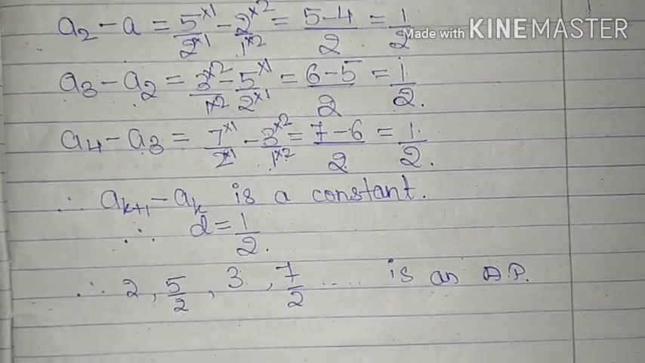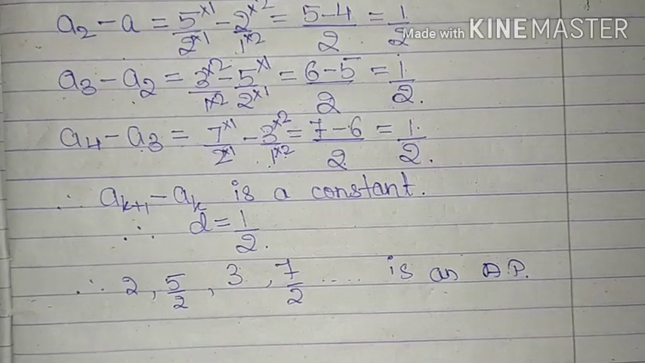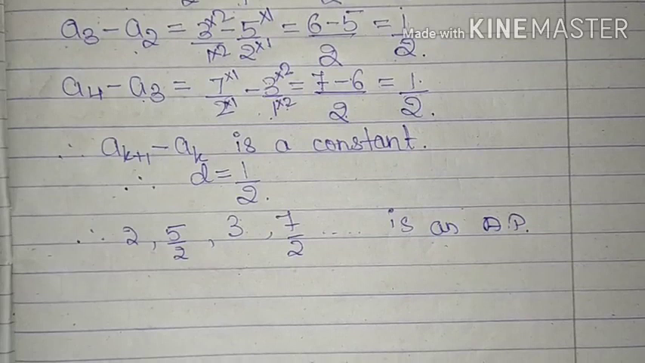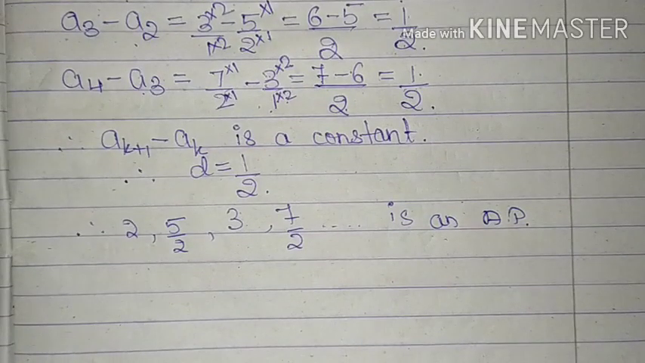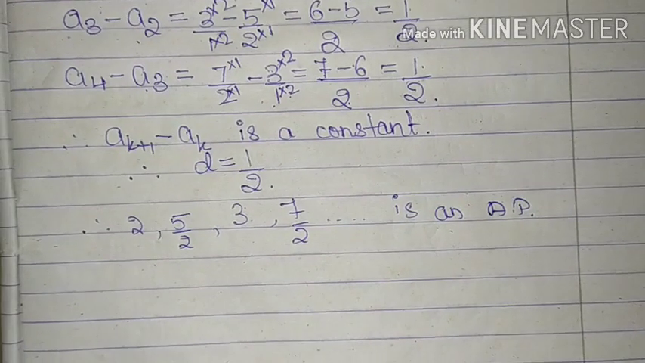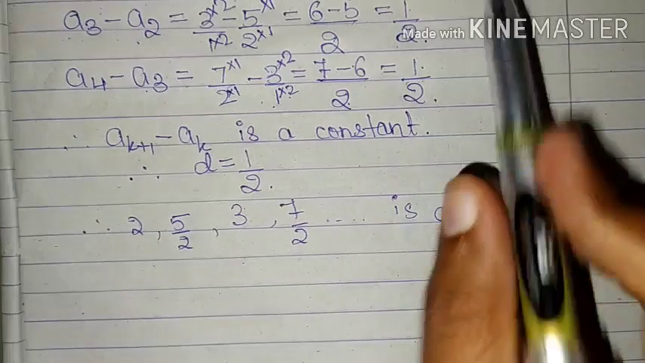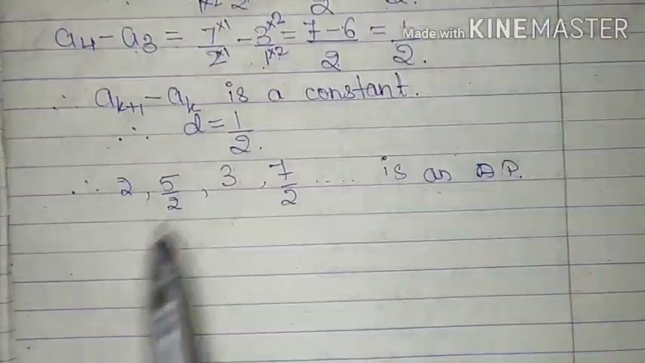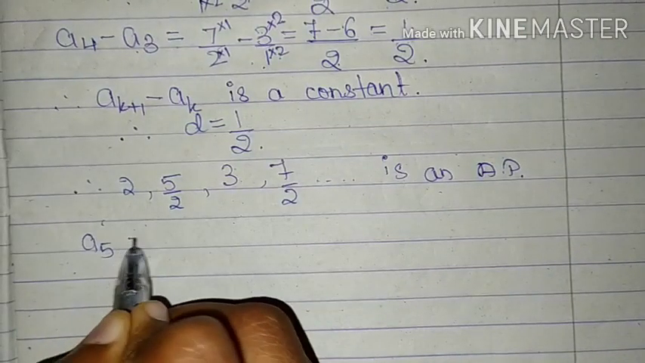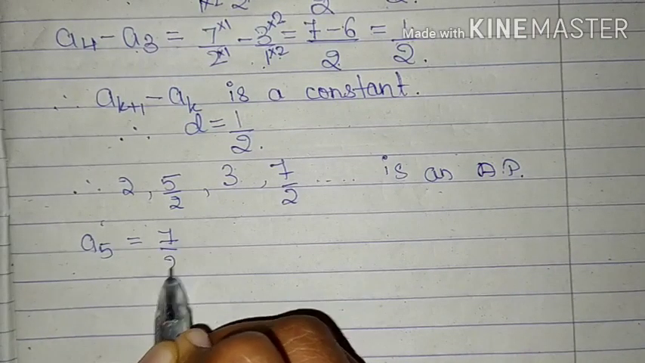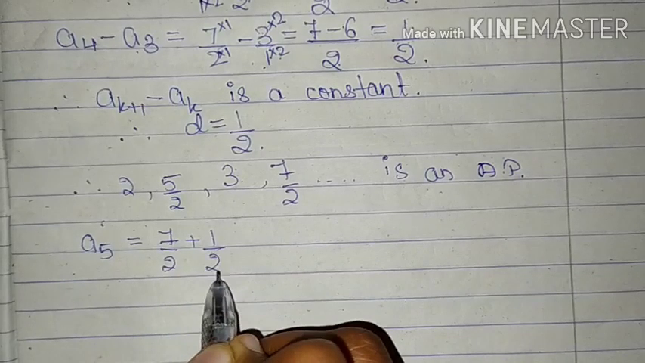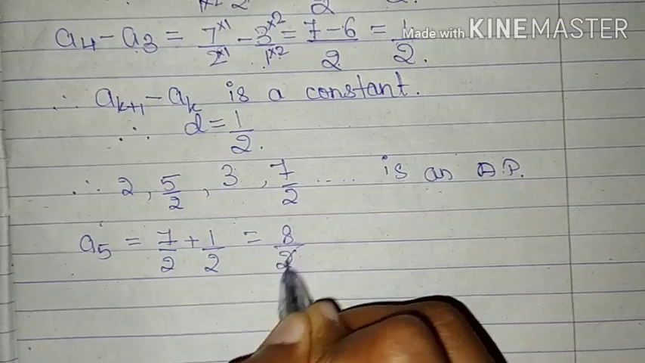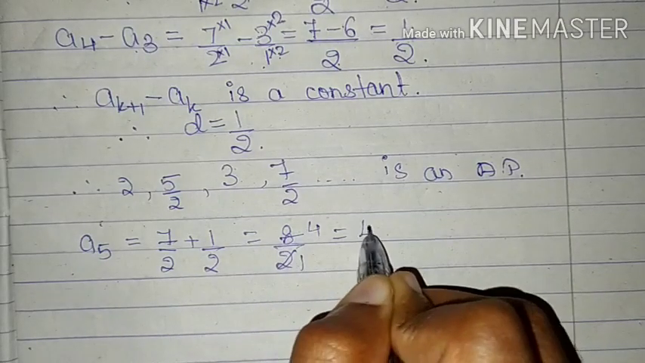Now, we determined that the given list of numbers was an AP. We also found out the value of the common difference. But what is remaining is we have to find the next three terms, right? The last term here was a4, so we have to find the next term, that is a5. a5 is equal to 7/2 plus half, that is the common difference. Same denominator, it will be 8/2, which is equal to 4.